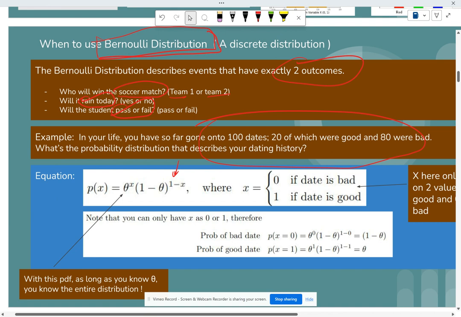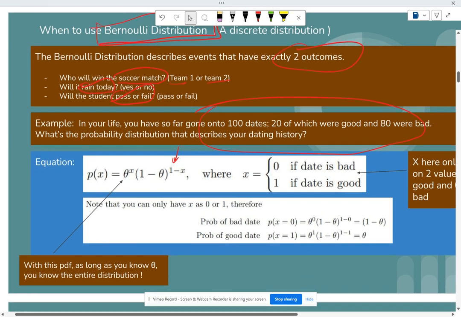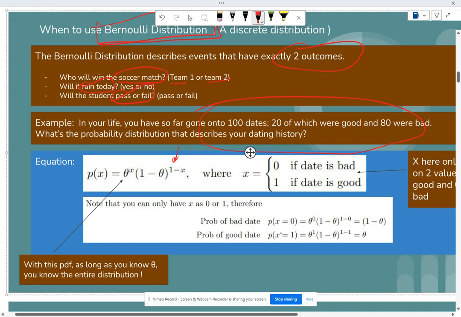I think I showed it here. Yeah, you can only have 0 or 1. Therefore, it's either 0 here, 1, 0 here, or 1 here. Nothing else. And by doing that, you can essentially pick out the probability. So as long as you know theta, right? If you know theta, basically you have the distribution. So the key is to get theta.